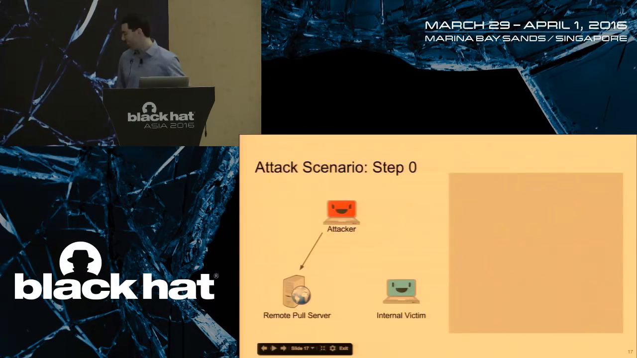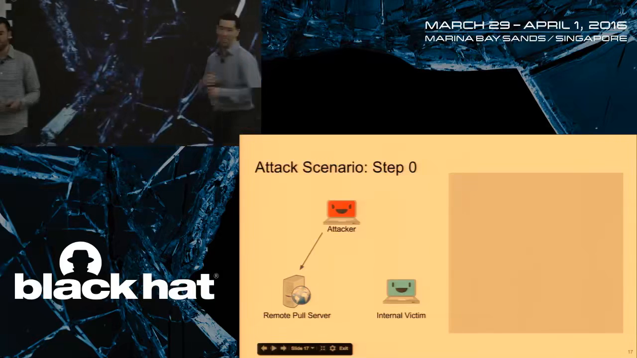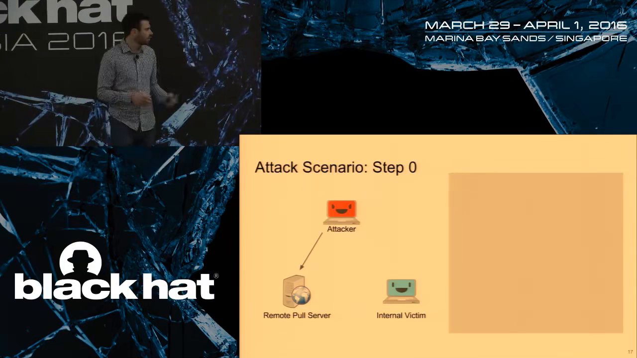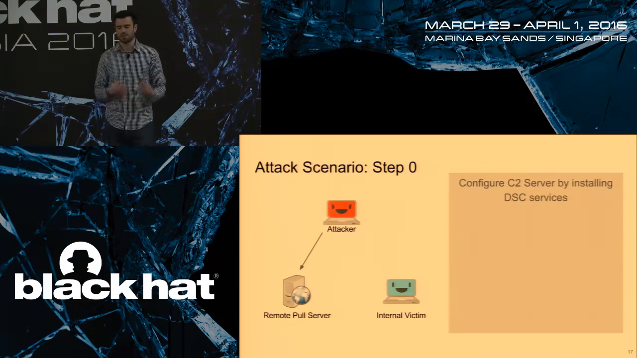All right, so now let's walk through in a bit more detail what we actually did. The first step here, with our attacker on the top, you have the remote pull server that's on the internet on your left, and our internal victim here on the right. The first thing we're going to do is install the dependencies that DSC actually needs in order to run effectively.